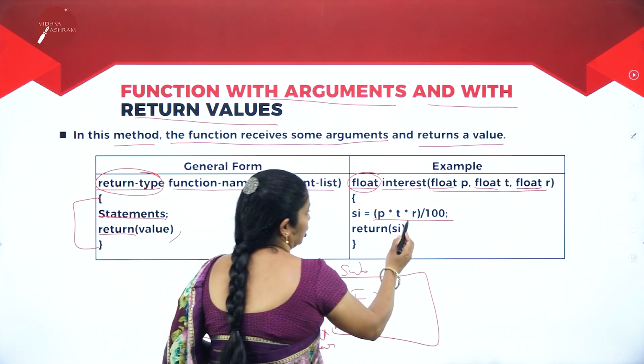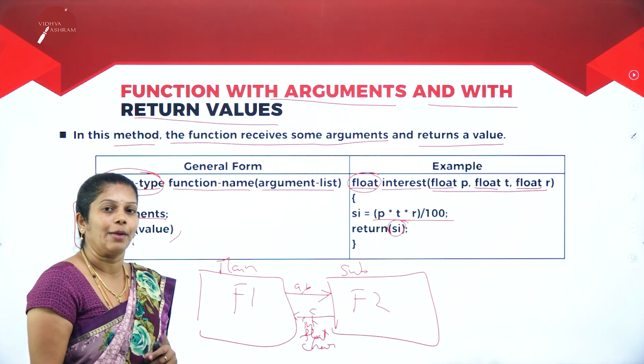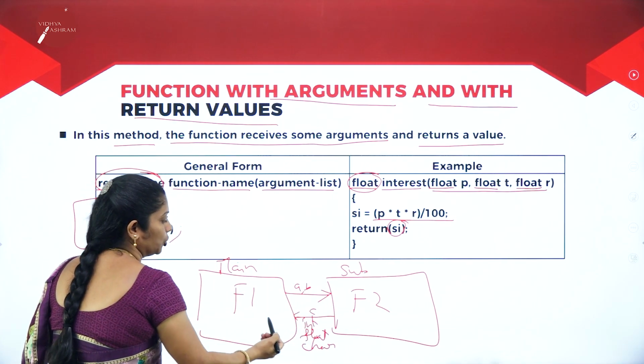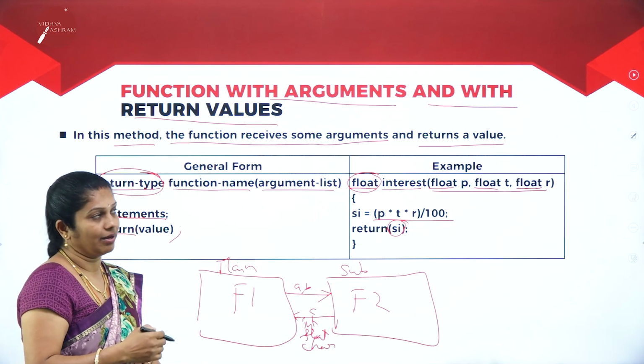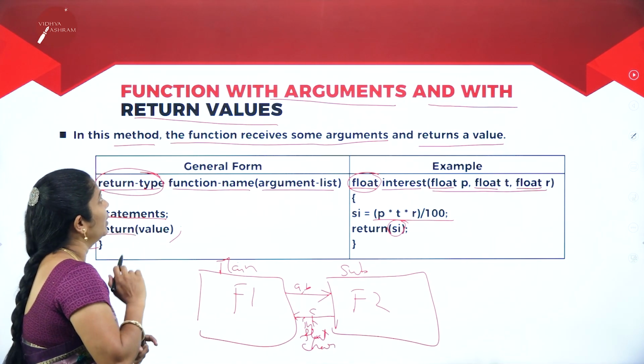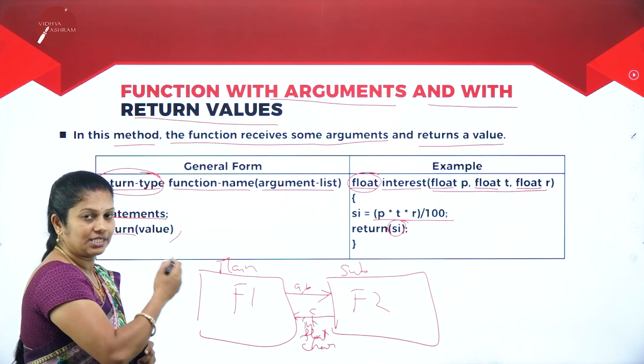Then after calculation, this SI, which is of type float format, that result will go back from function 2 to function 1. Now is it clear? This is regarding functions with arguments and with return value. This is the 4th type.